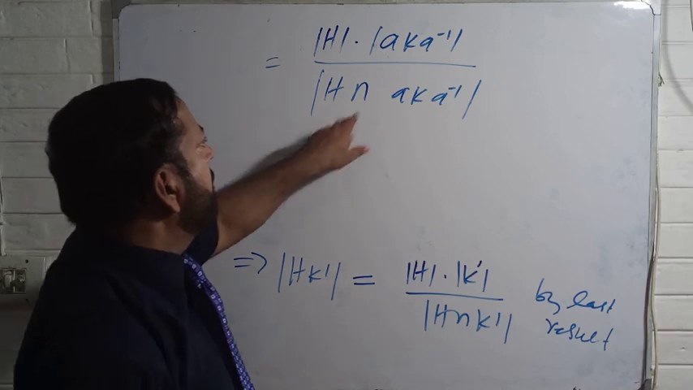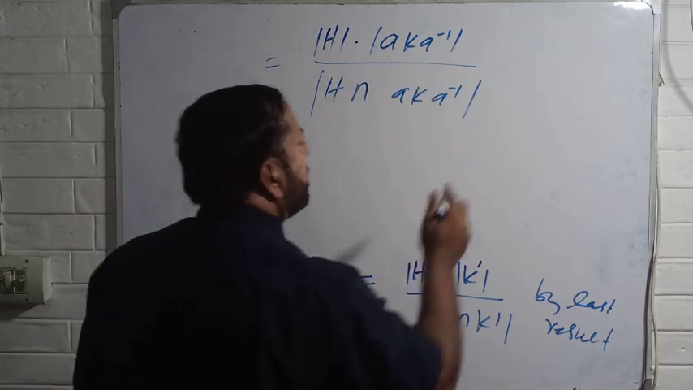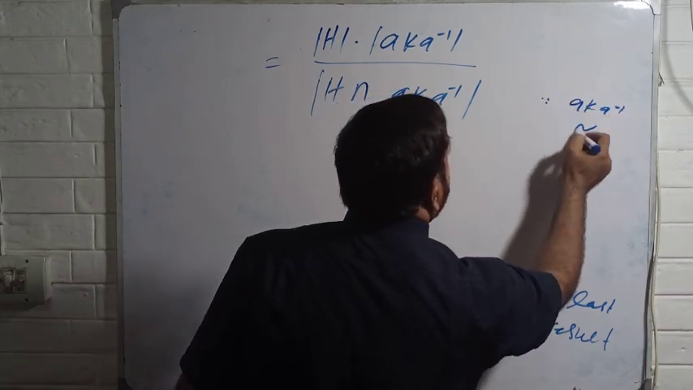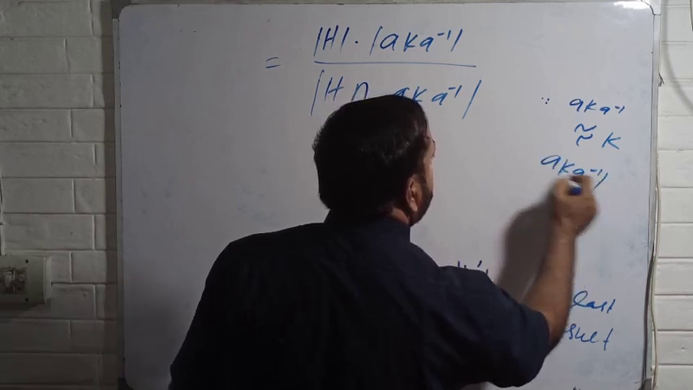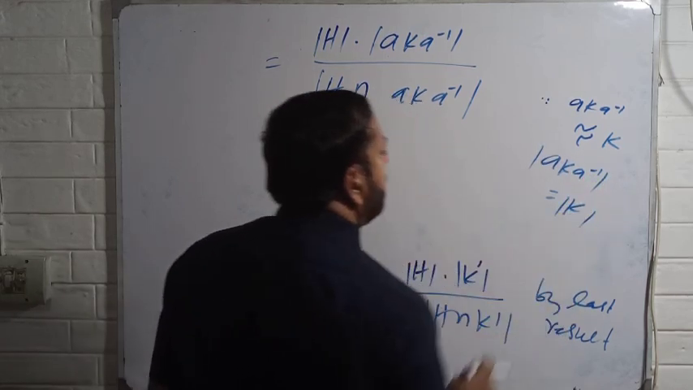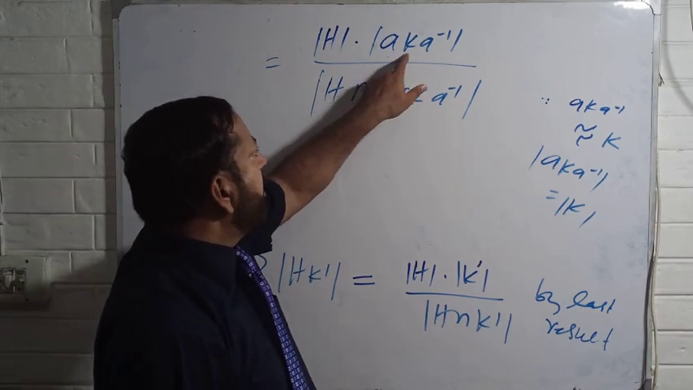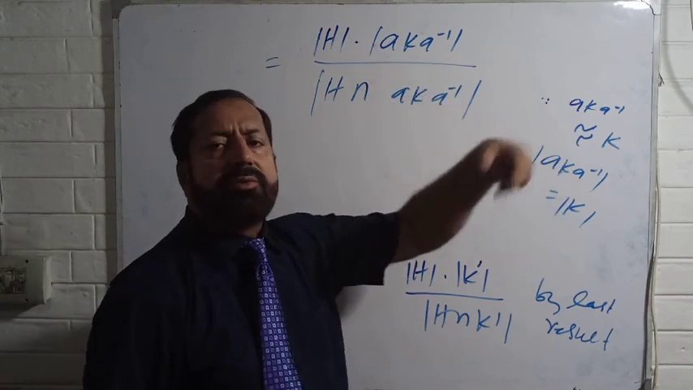Now look at here. If this is the conjugate subgroup, this group AKA inverse is isomorphic to K, so the order of AKA inverse is order of K, so there is no problem. Okay, the order of AKA inverse is in fact the order of K because AKA inverse is conjugate to K.